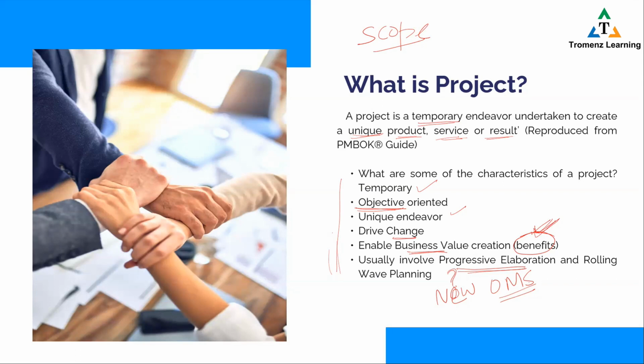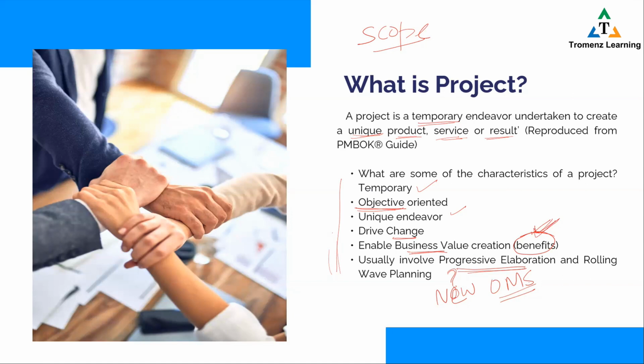So progressive elaboration, I repeat, is when you start with a high level understanding of the scope, and the details are not known. The details would come as you move on. Refining the scope on the go is what is progressive elaboration.